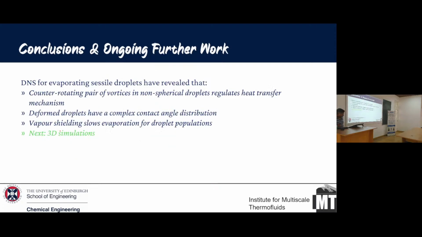So what did DNS reveal? The DNS revealed that, especially if you have non-spherical droplets, you have azimuthal currents that can kickstart and change your heat transfer patterns. When you have a deformed droplet, it's not necessary that your contact angle is going to be the same all through. It will have a varied contact angle, and that is considered. And obviously if you have multiple droplets, you have vapor shielding. I think that's the take home message from here.